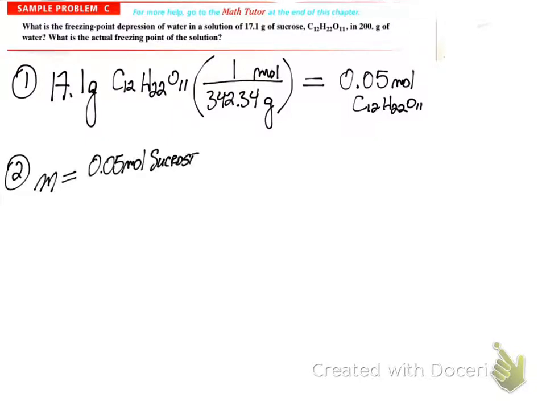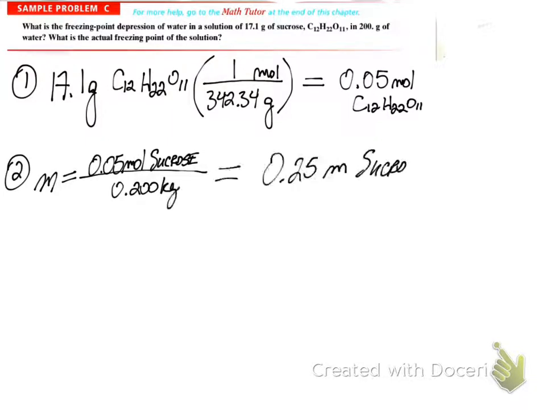Our second step is, now that we know the number of moles of sucrose, we can then figure out the molality by using the molality formula, which is molality equals number of moles of solute, in this case sucrose, divided by the kilogram of solvent. Excuse me, I meant to say solvent. So this problem gave us 200 grams of the solvent. You divide moles of solute by kilogram of solvent.